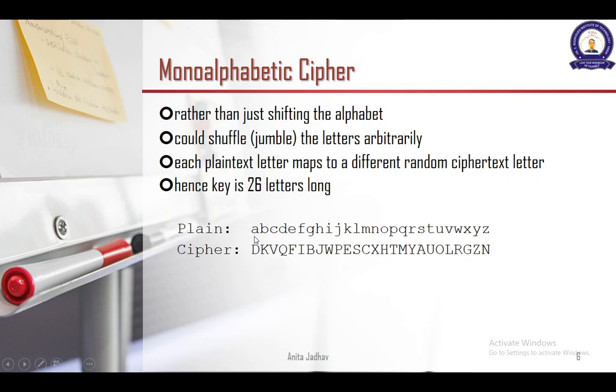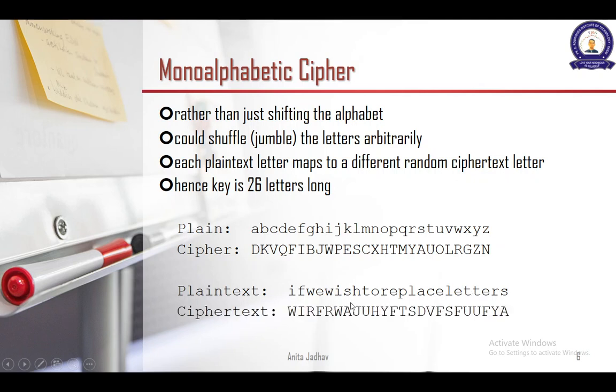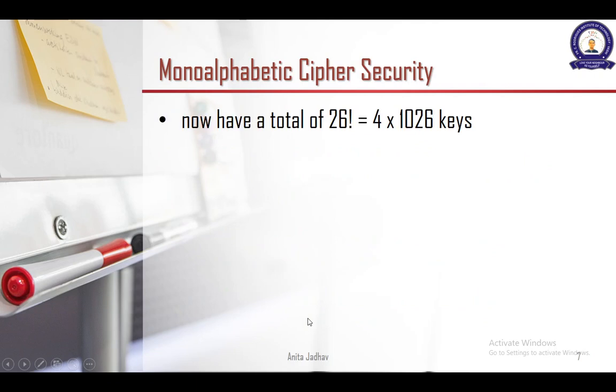So now you can check here. A is replaced by D. So I'll say B, C and the third letter. But B is replaced by K. So you cannot find out a plus key which will work for every letter, because it is randomly shuffled. Plain text again, if we wish to replace the letters, I will have ciphertext in this manner. So I will be replaced by W, F will be replaced by I, W will be replaced by I. So there is no specific key as such.